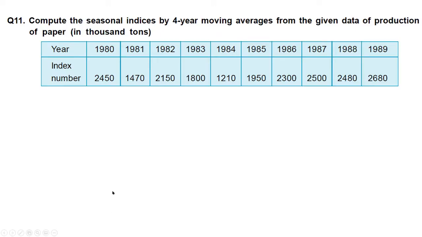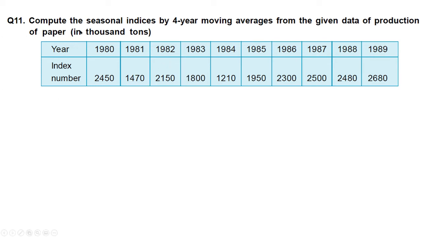And now moving on to the next question, which is finding 4-year moving average. 4-year moving average is slightly different. We cannot directly find the 4-year moving average, because if we find the 4-year moving average, we will get the value somewhere in between these two. But we do not want this. We want to get the value for a given year. So the procedure is slightly different. We will see how it goes about when we solve this problem.